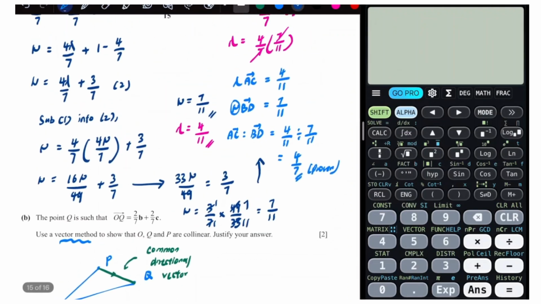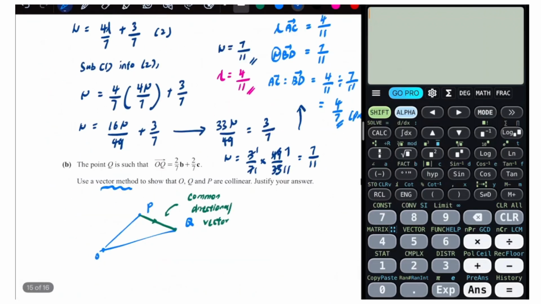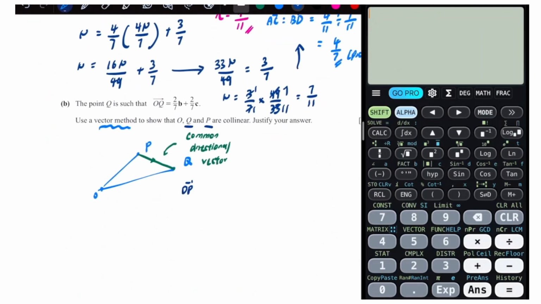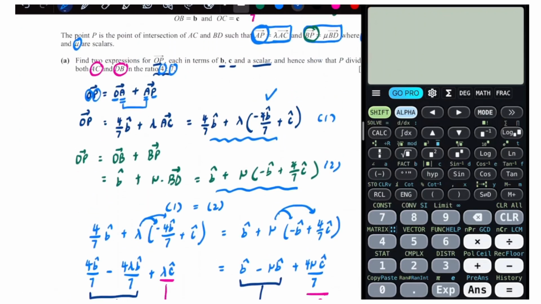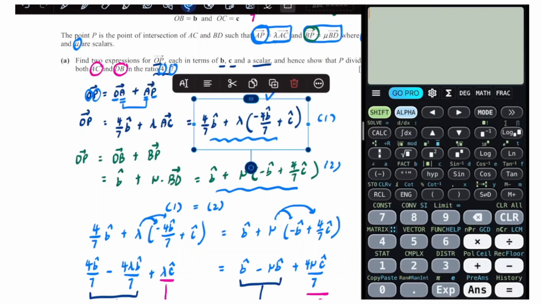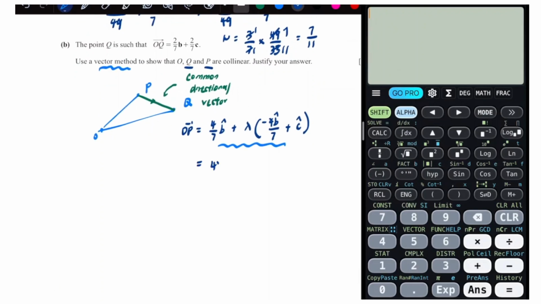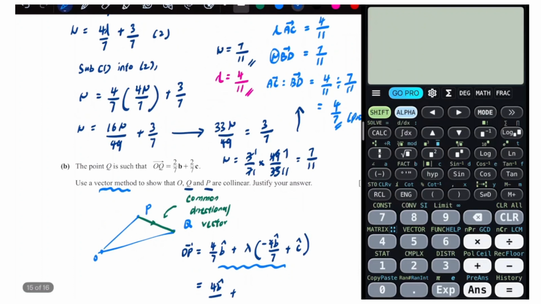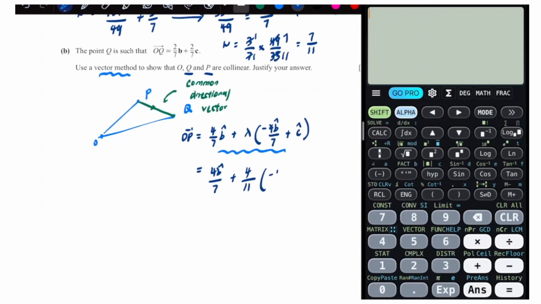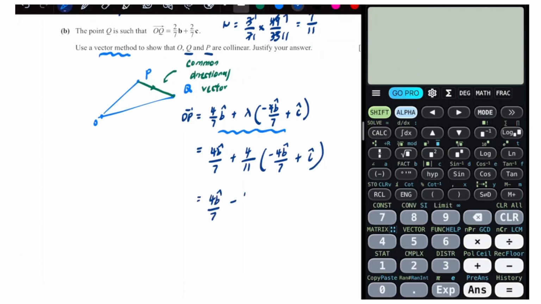Let me show you right here. We just have to take one expression of OP, since they say OP and OQ are collinear. So I'll be taking one from OP, which is, can I just copy it? Okay, I think we can. Let me just paste it. Yes, there we go. 4 over 7. Now, since I already have my lambda, which is 4 over 11, I'm going to put it in, plus C. So I will have negative 16 B over 77 plus 4 C over 11.